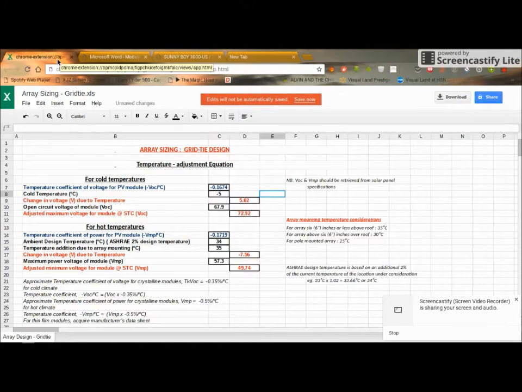So, look at this presentation as I go through how we can start with our grid tie design. See what size inverter we would need, and then from there, we'd know how many panels we would need for the entire year, whether spring, summer, autumn, or winter. As you can see on our screen, here's a template of an array sizing for a grid tie design.